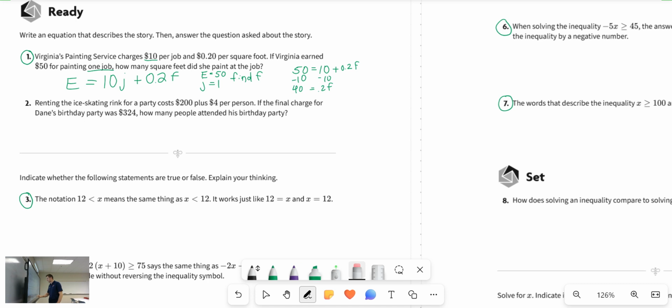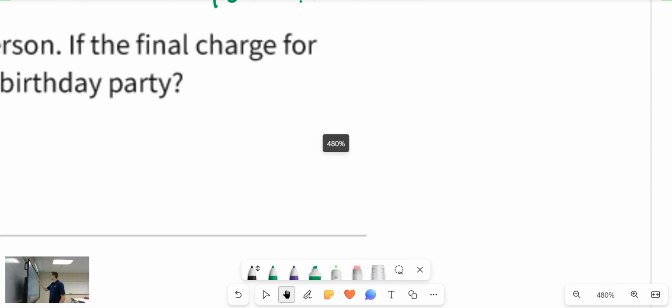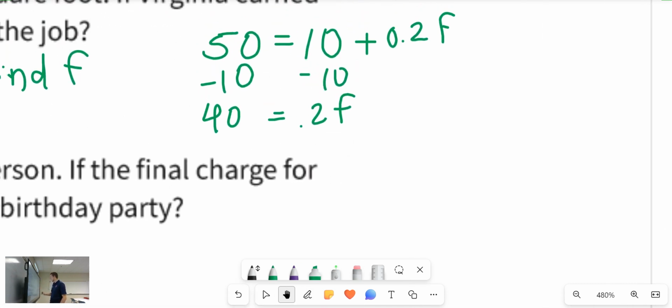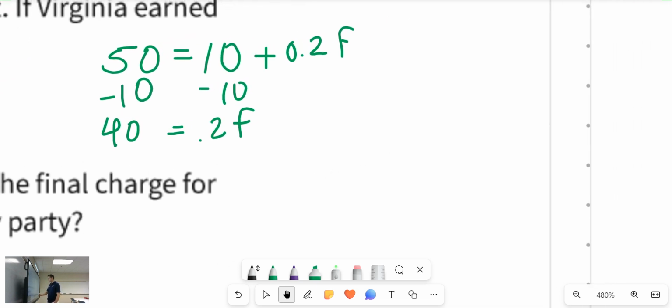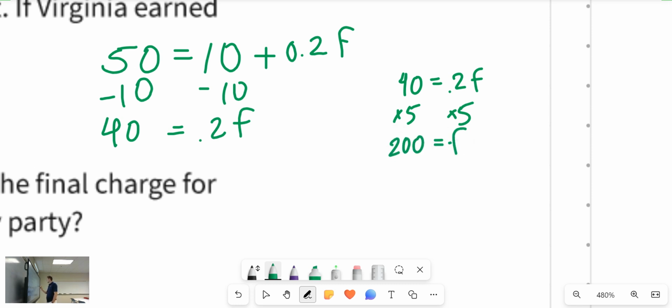Let's zoom in a little bit. I don't think I can see quite enough here to really do this well. There we go. We'll just rewrite it in a little bit more space over here. So we'll say we have 40 equals 0.2F, and we're going to multiply both sides by 5. Times 5, times 5. So what we end up with is 200 equals F.